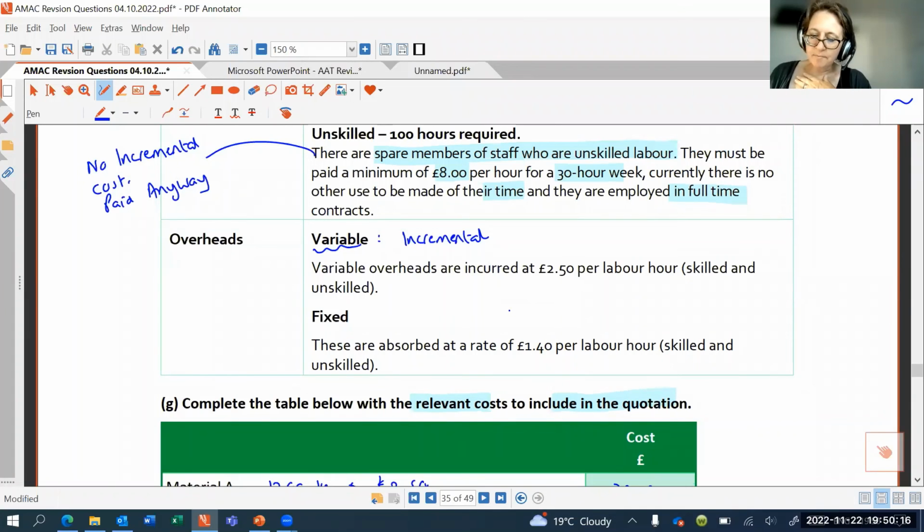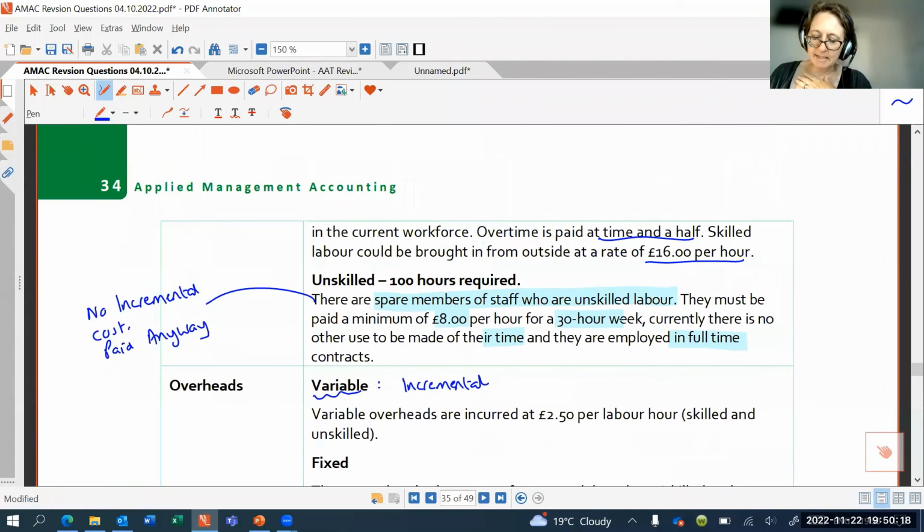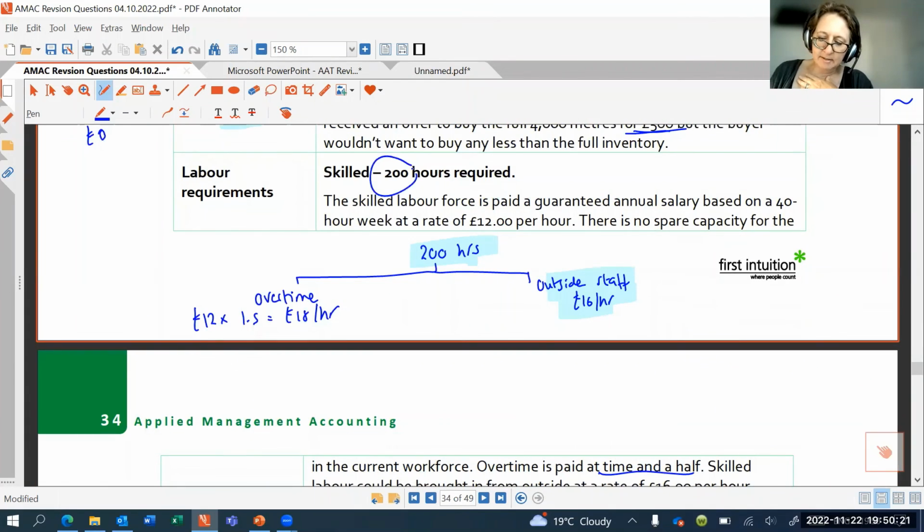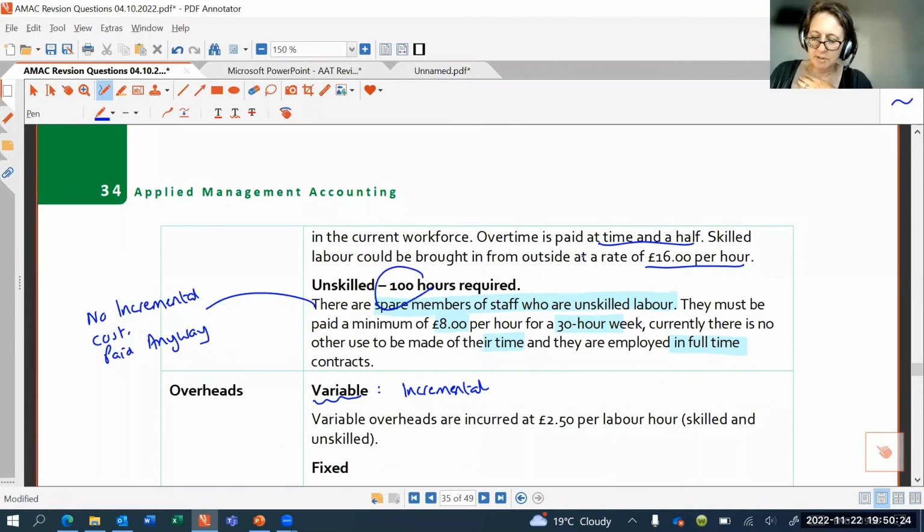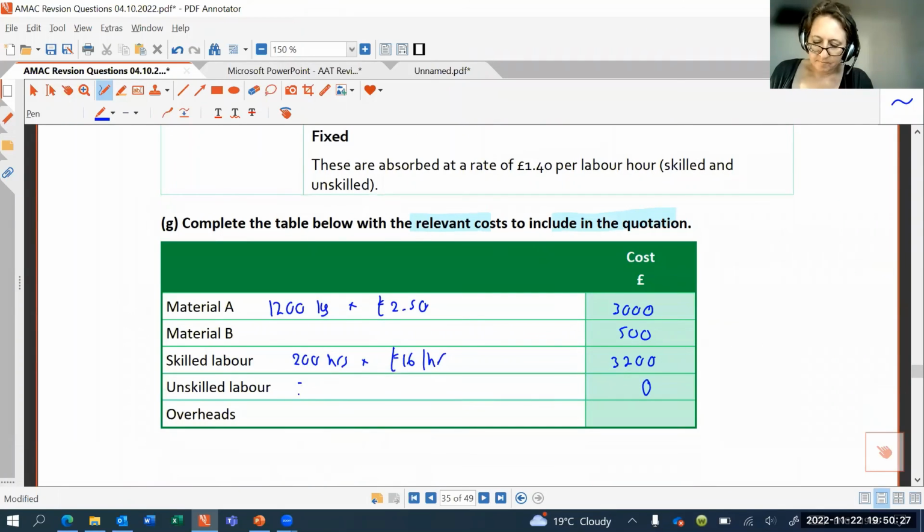£2.50 per labour hour. And the labour hours need to be the skilled and the unskilled. So 200 that were skilled, another 100 that were unskilled, 300 hours are going to be needed altogether. So 300 hours, oh, that's the wrong line. 300 hours at a rate of £2.50. So £750 for that one.